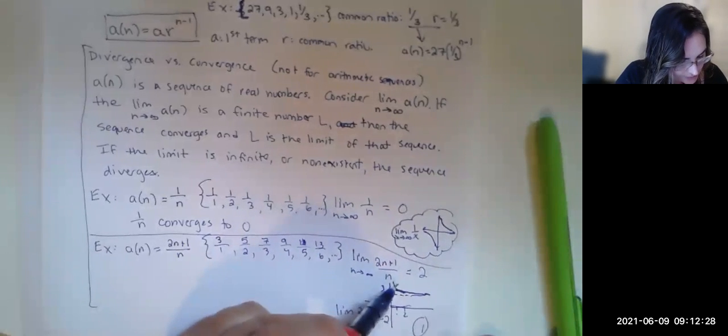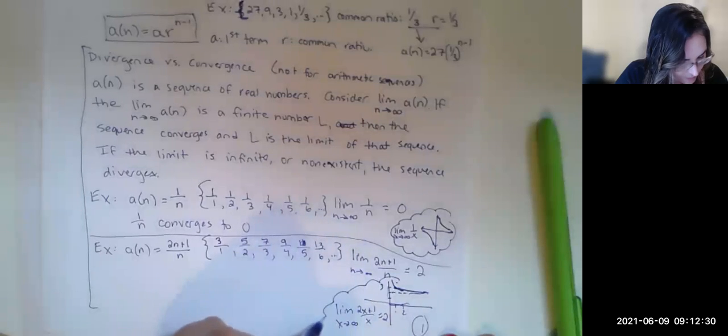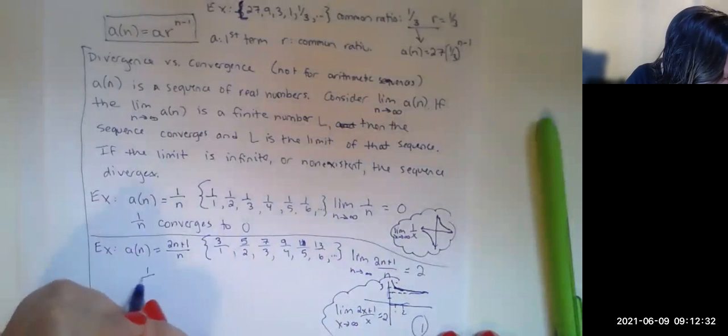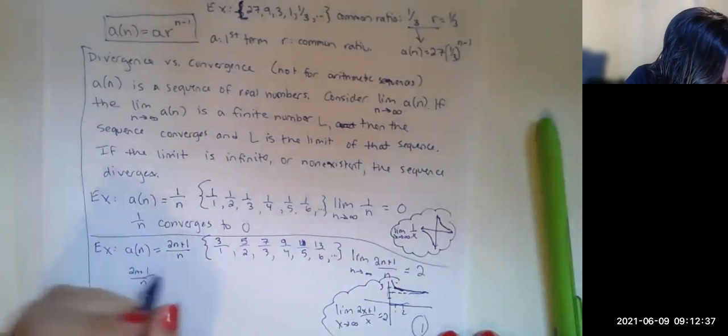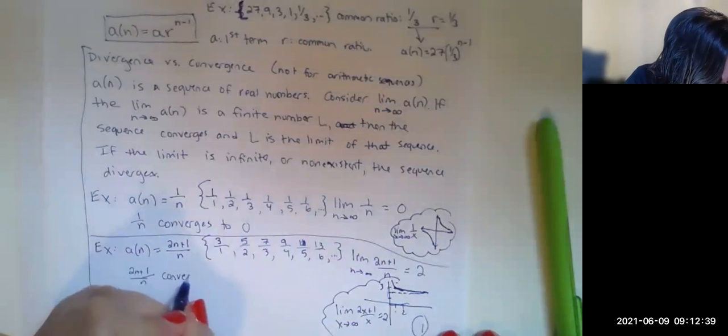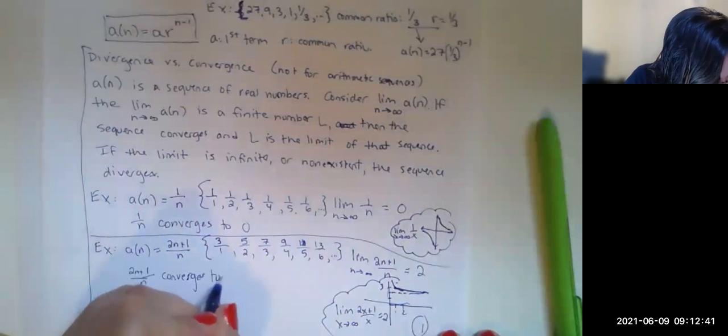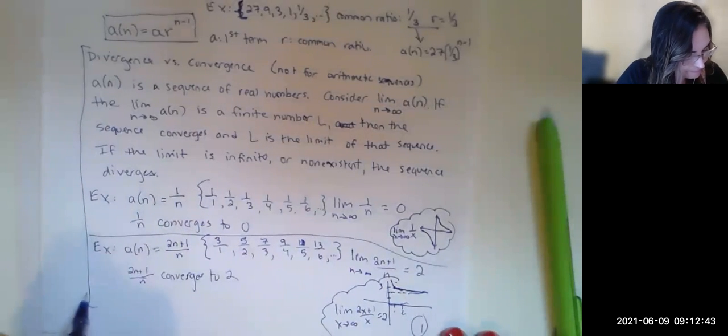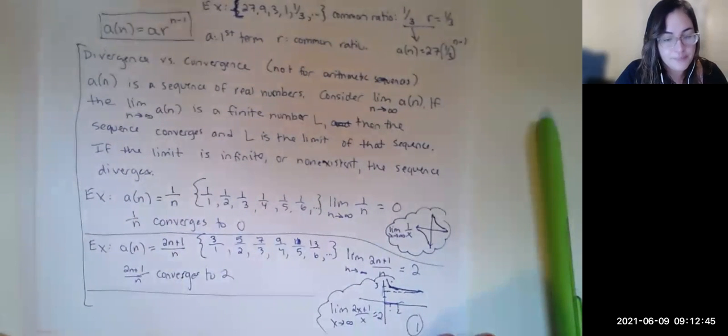So let's pop that little thought bubble out and we can say that 2n plus 1 over n converges to 2. Okay.